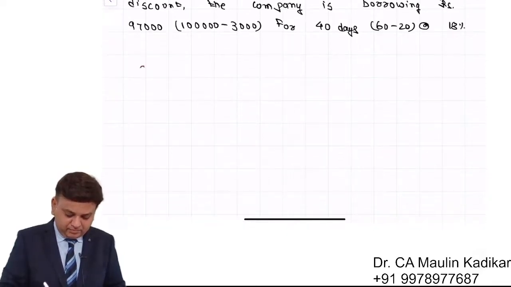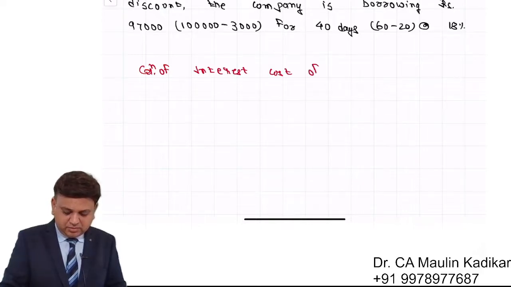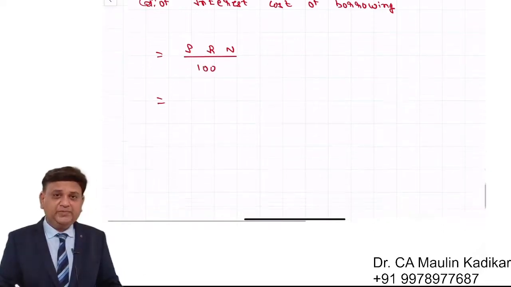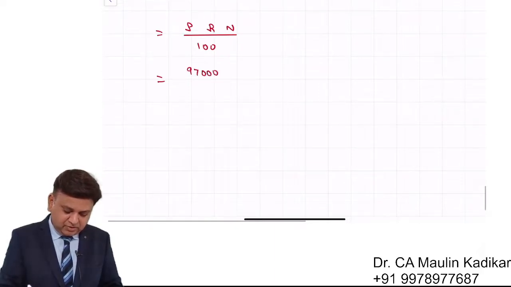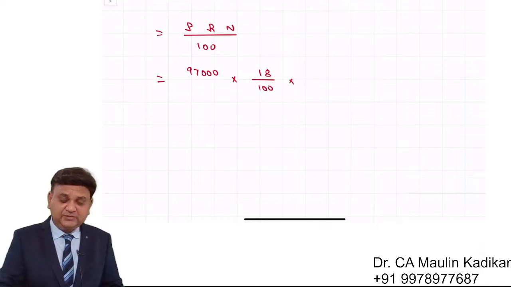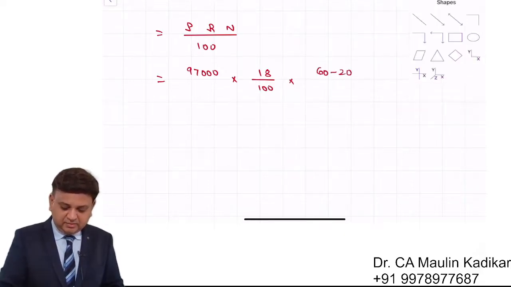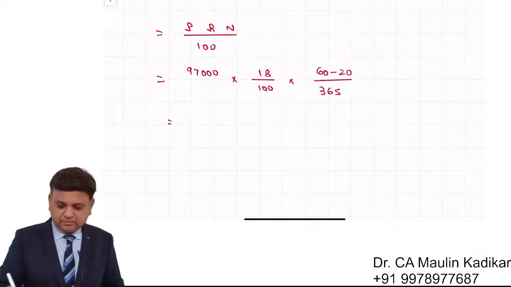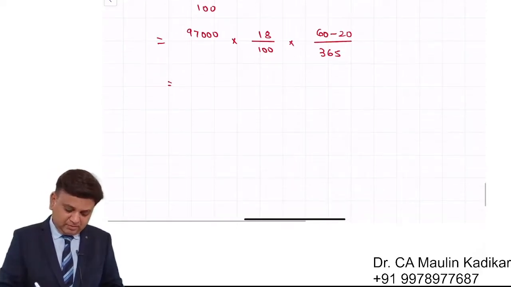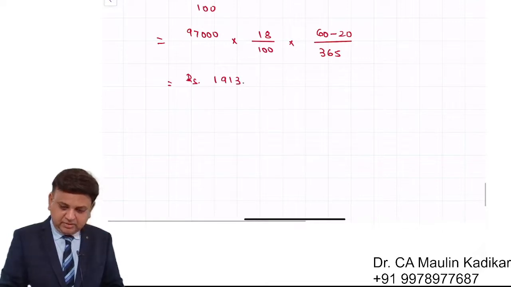With paragraph write down, calculation of interest cost of borrowing, in that write down PRN upon 100. What is P? P stands for the principal, 97,000. R stands for the rate of interest, 18%. N stands for the time period, 60 minus 20 divided by 365. 97,000 into 0.18 into 40 divided by 365. That comes to 1913.42.